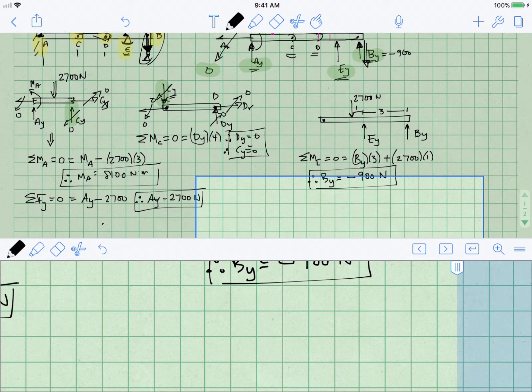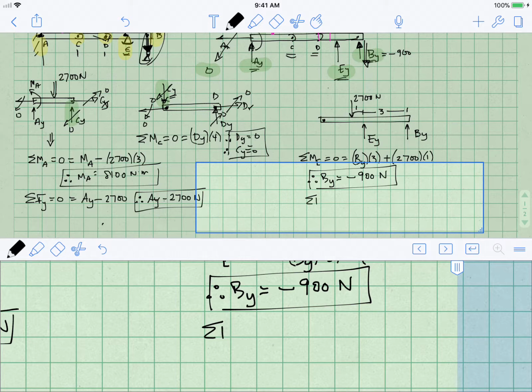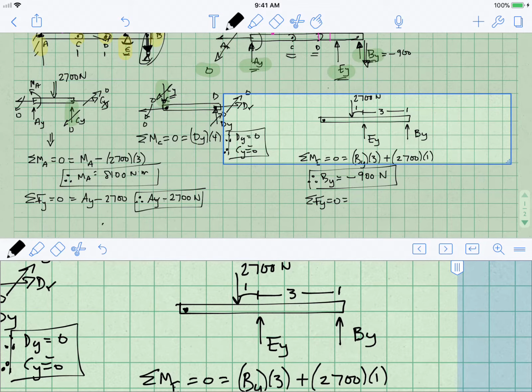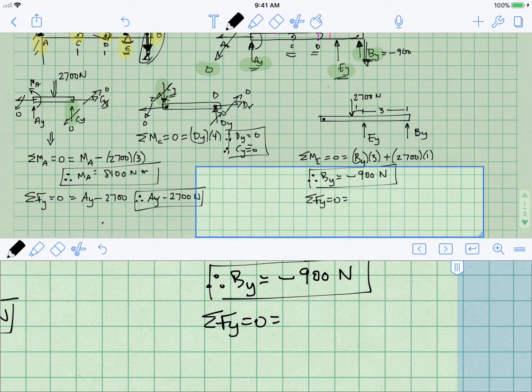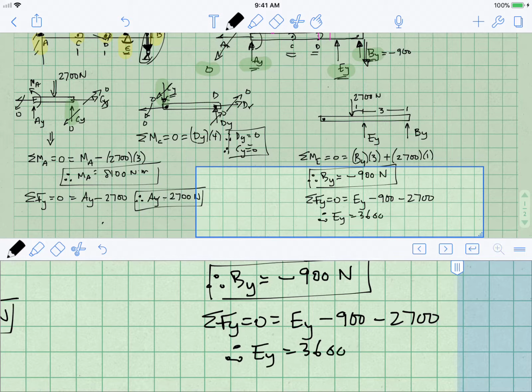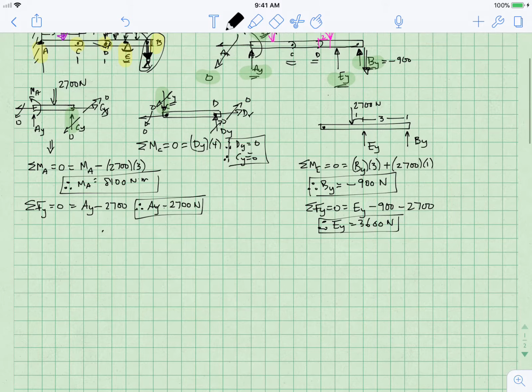Now let's sum the forces in the y direction and set them equal to 0. I have Ey plus By. By was negative, so I'm going to do minus 900, minus the load of 2,700 is 0, and therefore Ey is equal to 3,600 newtons. That was our last unknown, and so we have completed this problem.